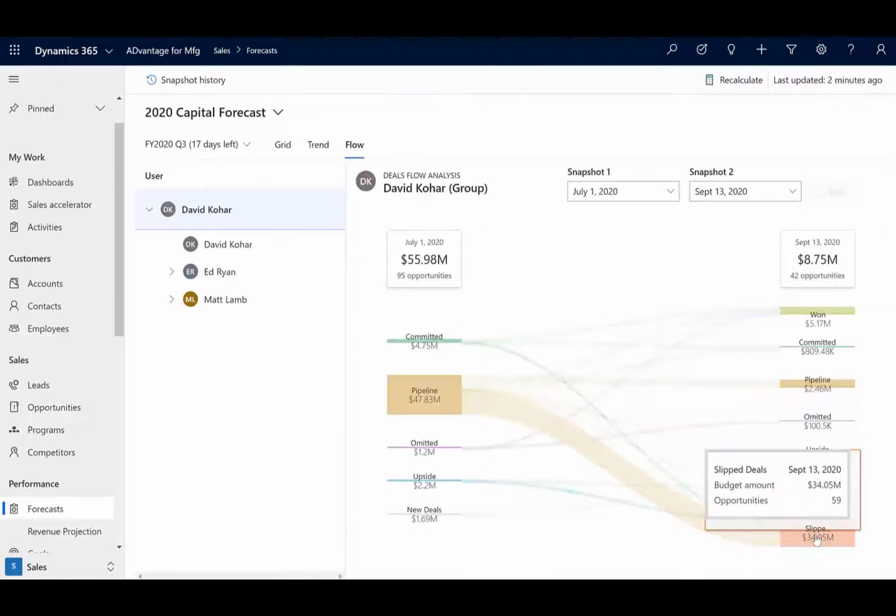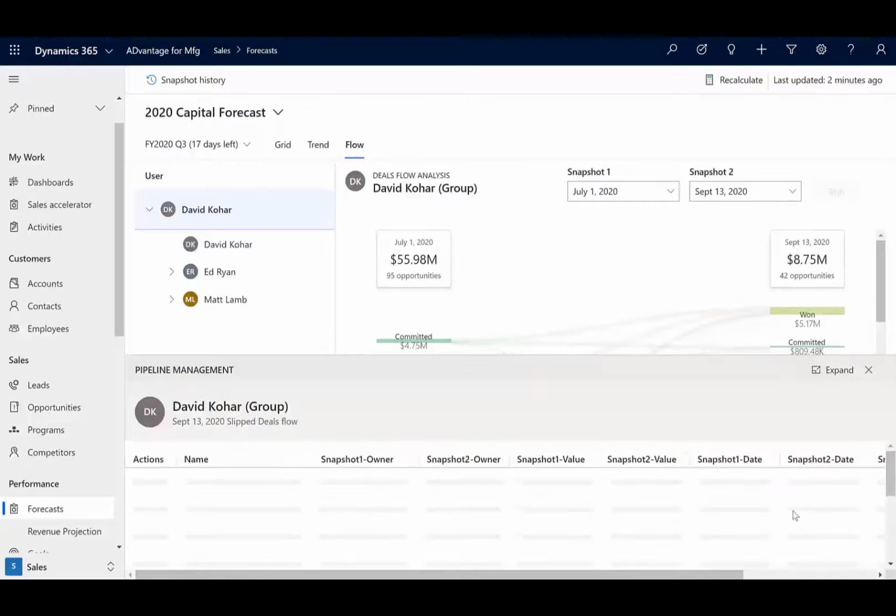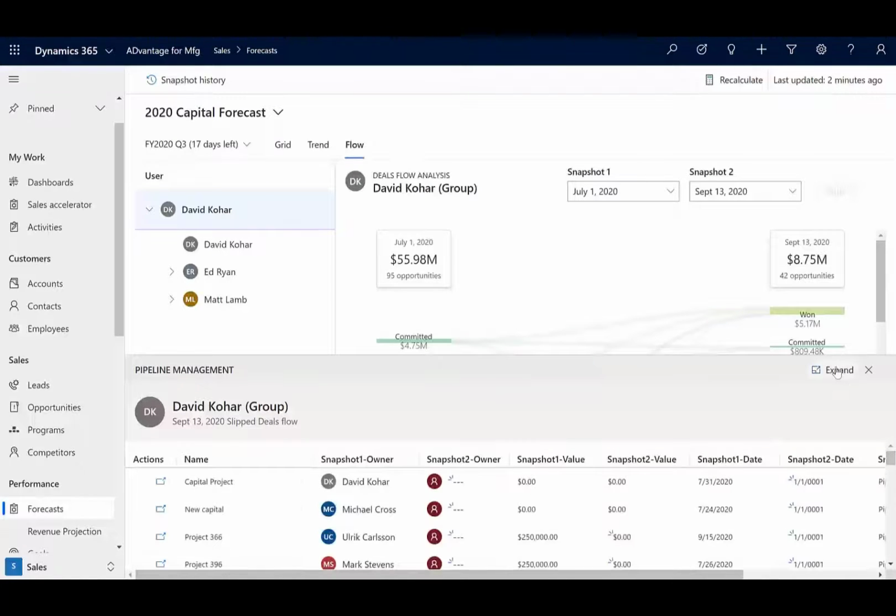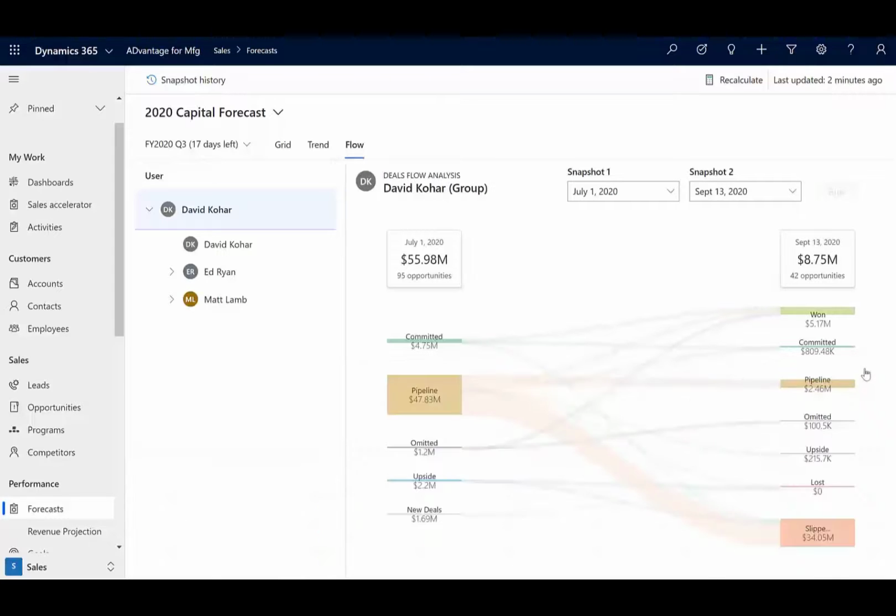And if I actually want to understand that specific set of opportunities more, I can come in here and actually look at those individual opportunities. So this has given me a good oversight of what has actually visibly happened to our pipeline over this past quarter. And now I'm ready to go into our actual sales meeting.